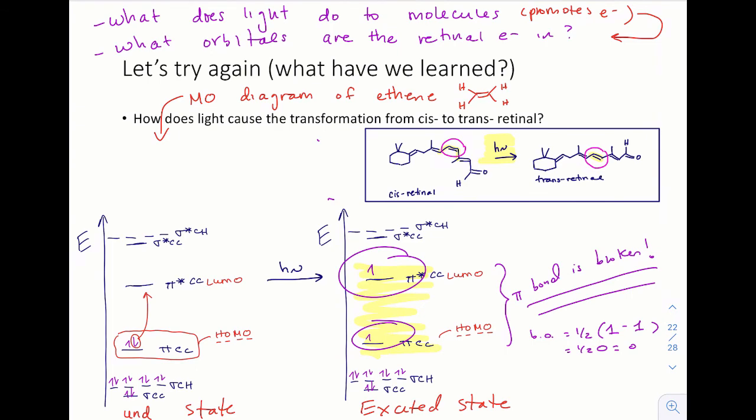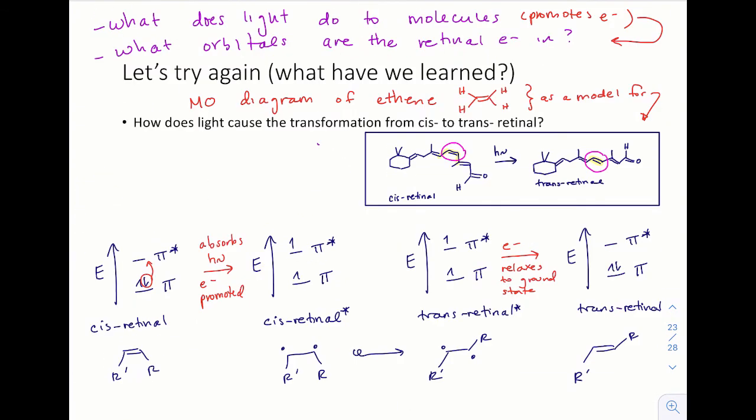Let's summarize our solution. So I've rewritten out these diagrams in an even more simplified form, just considering the pi orbitals. So let's work through this together. We start out with cis-retinal in the ground state. Cis-retinal absorbs light and an electron is promoted from pi to pi star. In the excited state of cis-retinal, which is indicated by this star, this typically means excited state, the pi bond is effectively broken by having one electron in the pi orbital and one in the pi star. We can represent cis-retinal as this diradical species where there is no longer a pi bond.